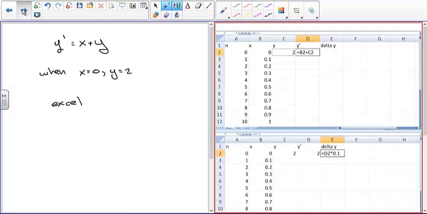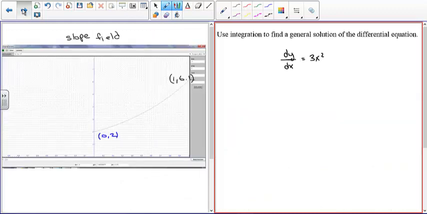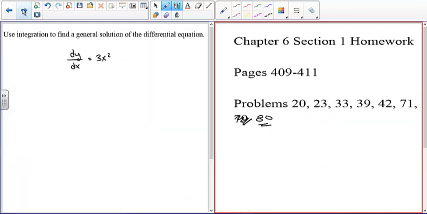I'm going to go ahead and assign homework from this section, since we give you a week to do this. We'll talk more about it next time. You can see what the problems are: 20, 23, 33, 39, 42, 71, and 80. That's due next Monday.